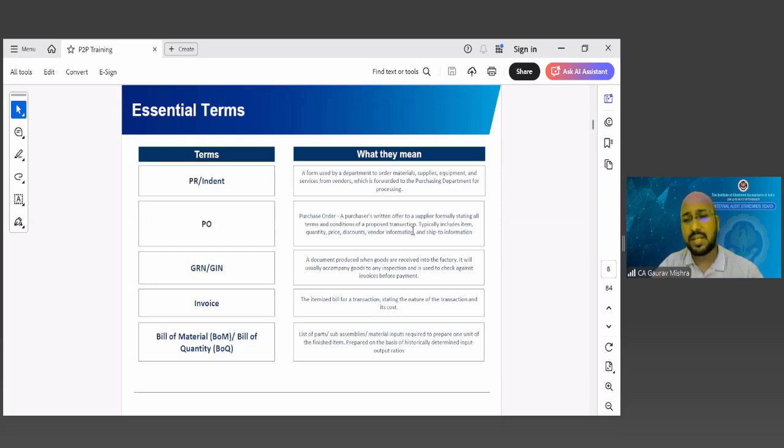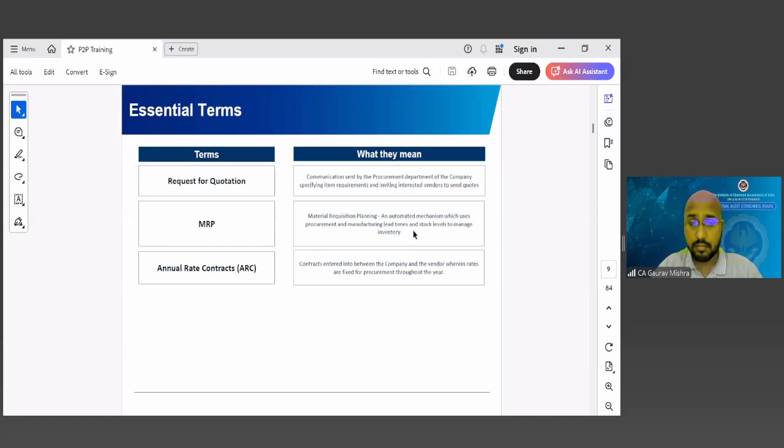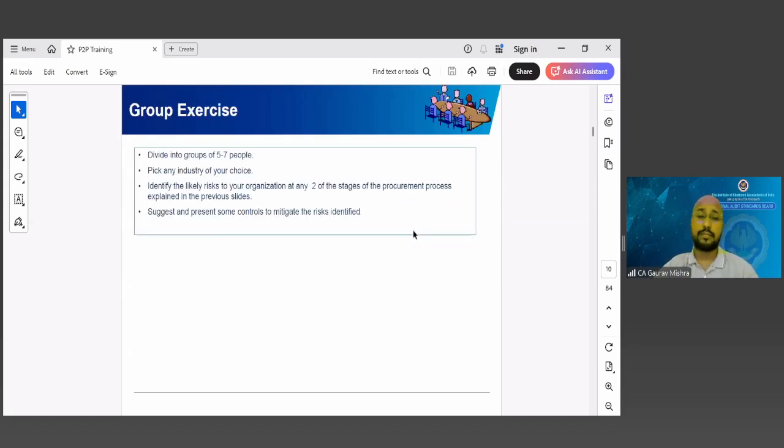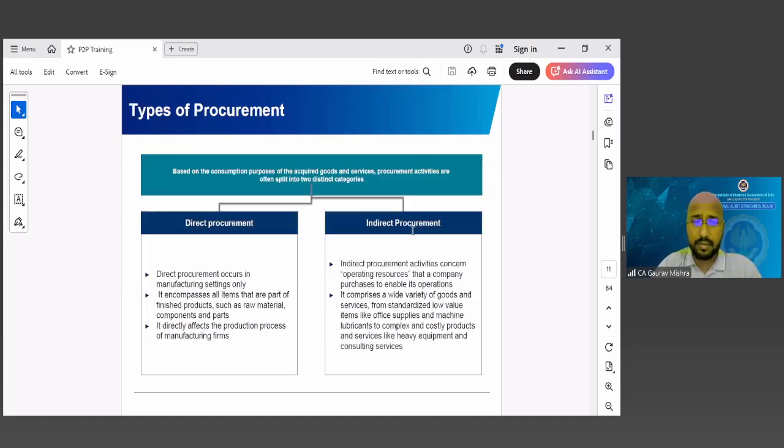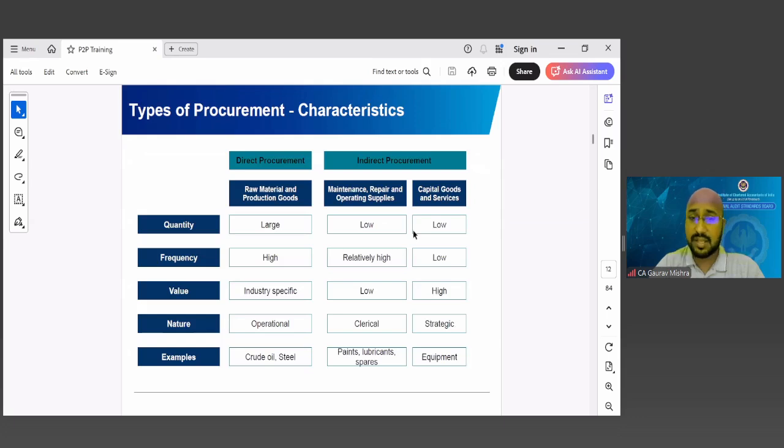So these are a few of the terms which someone doing the audit will find. Now coming to the part that these are the procurement part, because we all are aware of what things are there and what things are not.